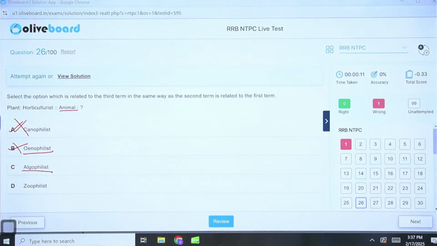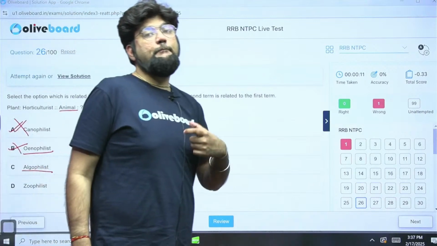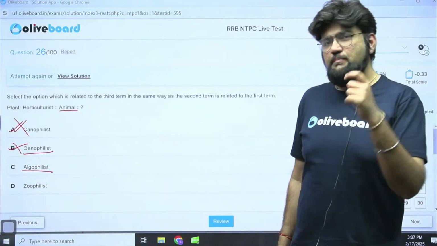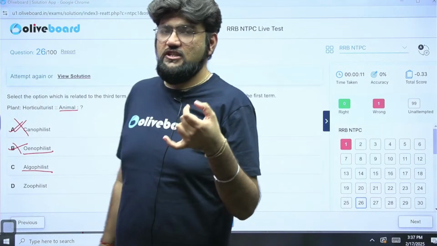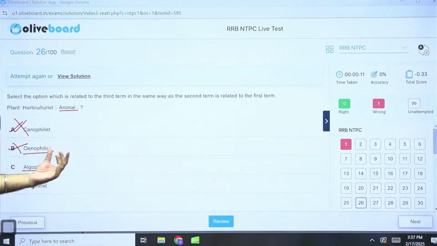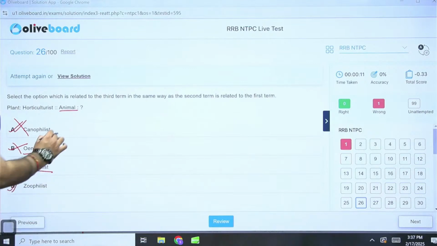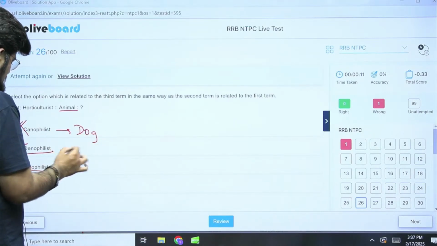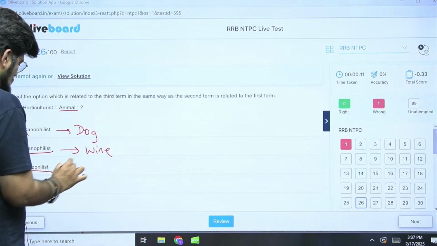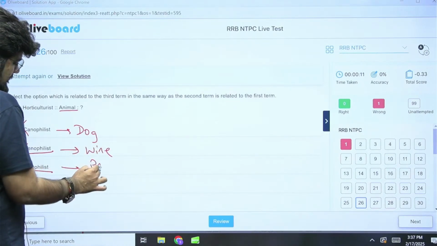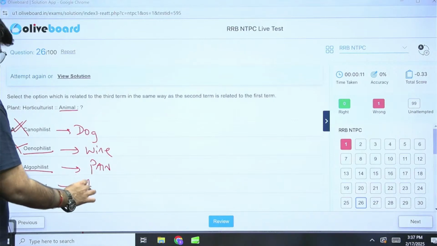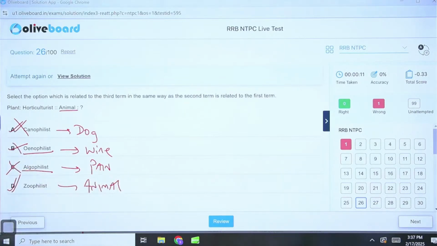Algophilist is a person who derives pleasure from pain. Any sort of pain, pinching, pricking, little nervous tension, wherein the nerves are stressed a bit, that gives the person pleasure of some form. So algophilist will also not be the right answer. Zoophilist will be the easy correct answer, right? This is the one we are talking about for animals. Next question. We'll move on to the next one now.